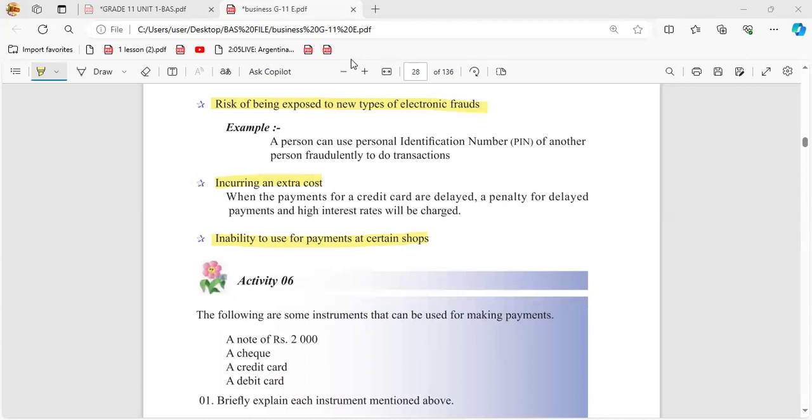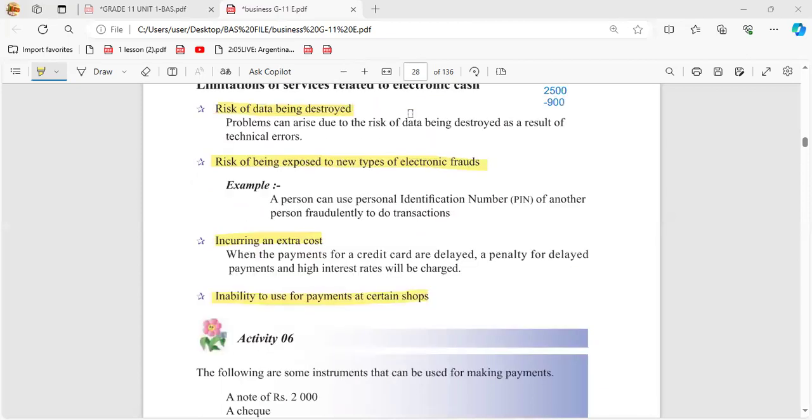Inability to use in every shop. His shop, that option is unavailable. Am I clear? That is one of the disadvantages. What will he do? He will give you a good biryani, and also some good language. With that, you will get a biryani also. Therefore, inability to use for payments at certain shops.